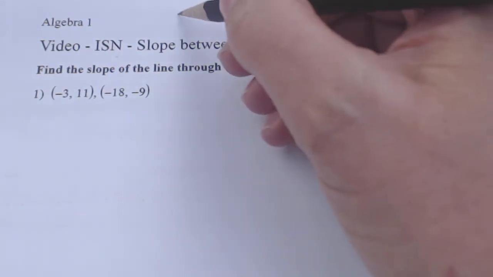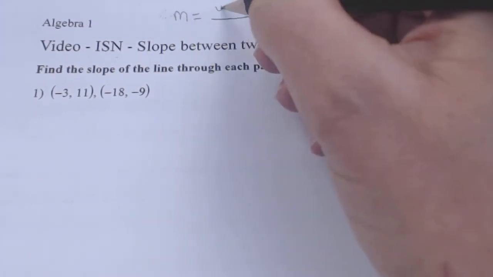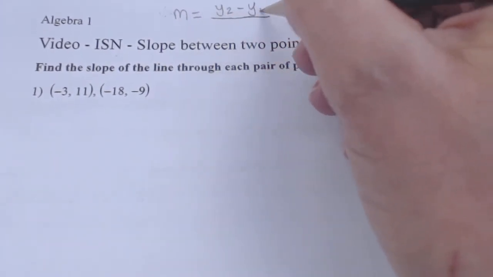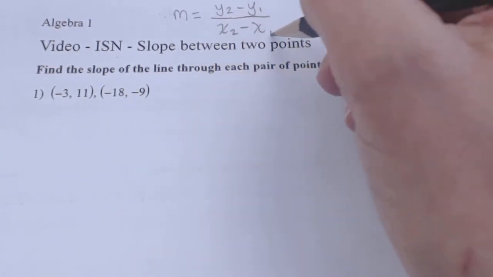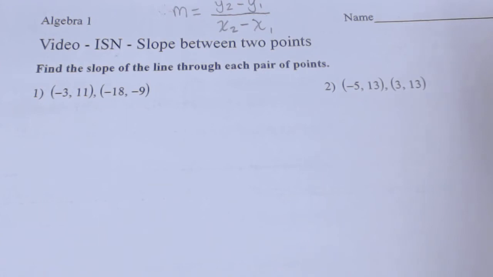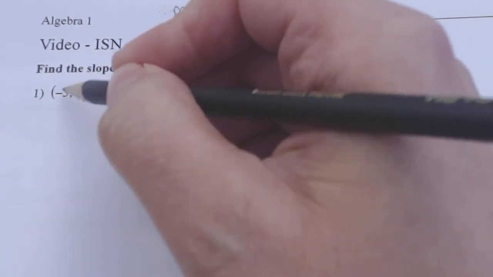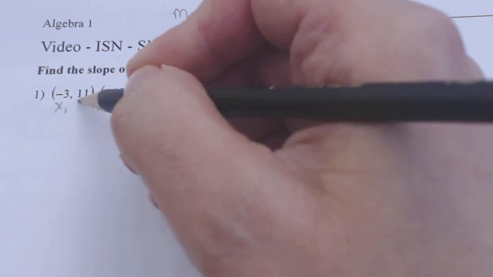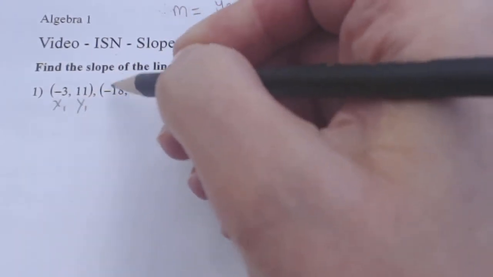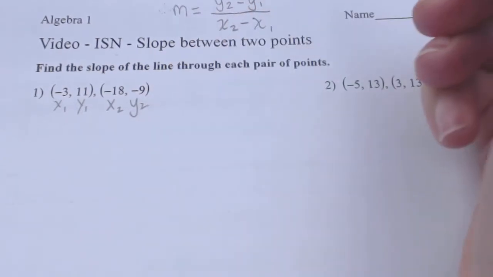I'm just going to write the slope formula up on this page. M, which represents slope, equals y2 minus y1, the change of the y's, divided by x2 minus x1, the changes of the x's. And in order to start here, the directions say find the slope of a line through each pair of points. I'm going to label this. This is my first point that I see. It's also on my left. So this is my x1, y1. This is my second point that I see. It's the one on my right, x2, y2.